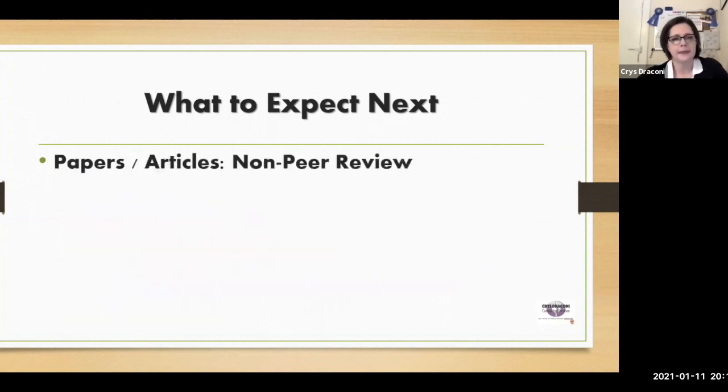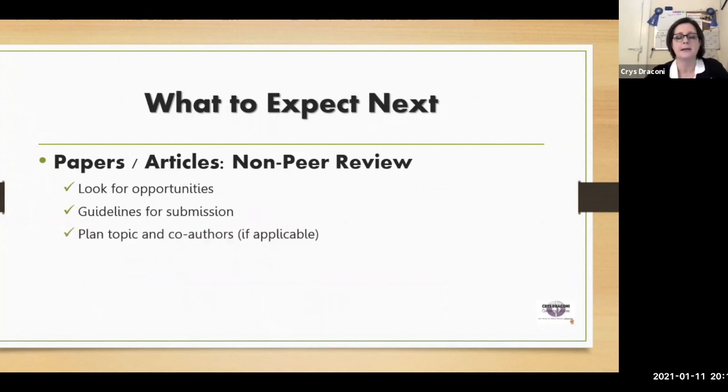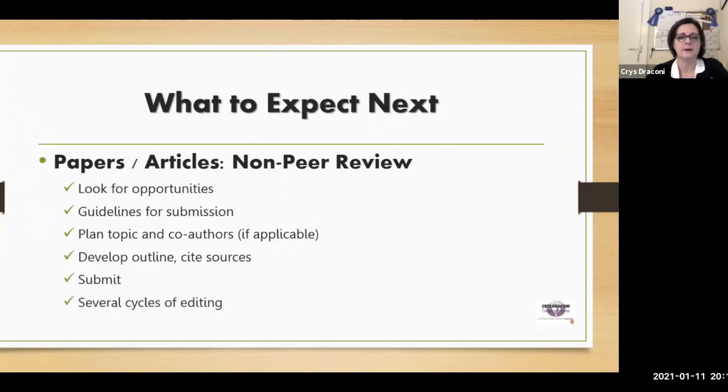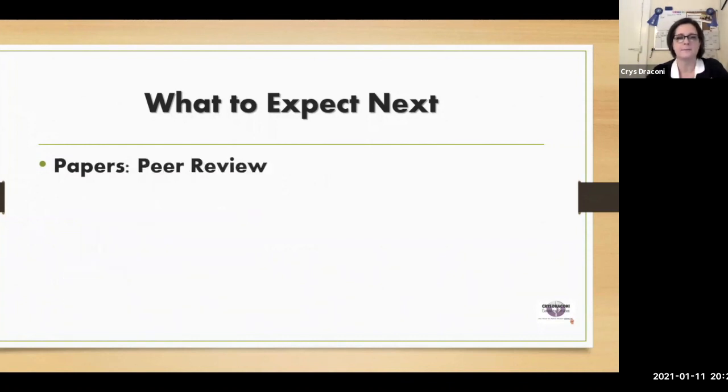So papers and articles that are not peer reviewed. Look for opportunities. Find out what the guidelines for submission are, if any. Plan your topic and co-authors, if applicable. Develop your outline. That's the first thing to do. Say, these are the things I want to talk about, and then fill in the gaps after that. That's how I always start to write. Cite sources when appropriate, submit, and there could be several cycles of editing.